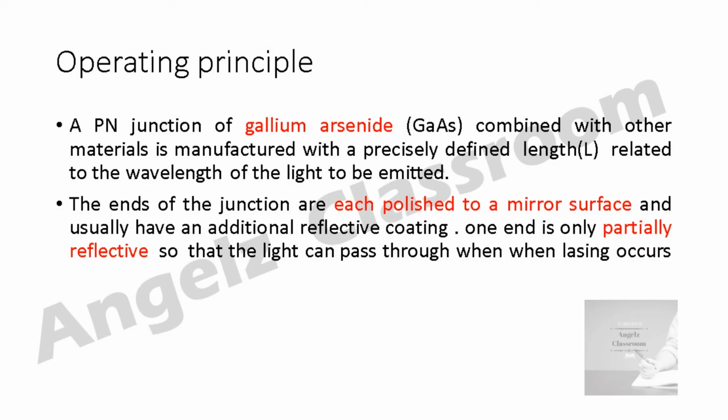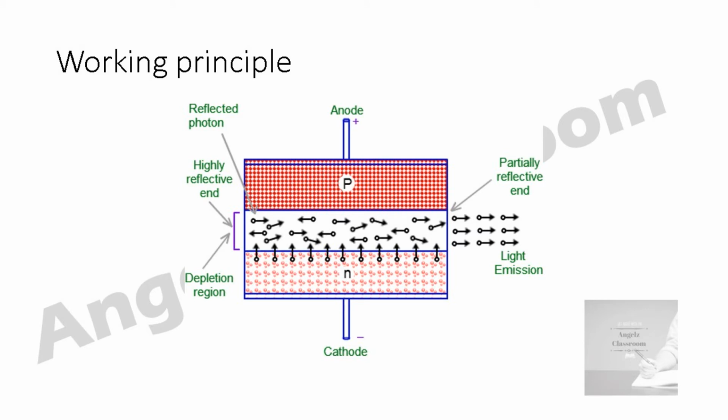So here is the operating principle. A PN junction of gallium arsenide combined with other materials is manufactured with a precisely defined length. So the ends of the junction are polished to a mirror surface. One end is fully polished, whereas the other end is partially reflective. On seeing this diagram, you can understand that on the left hand side I am coating with a highly reflective coating, and on the right hand side I am coating a partially reflective one.